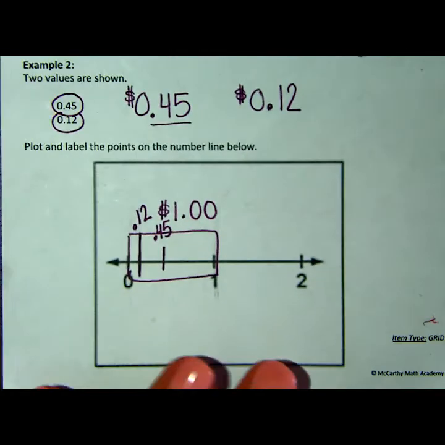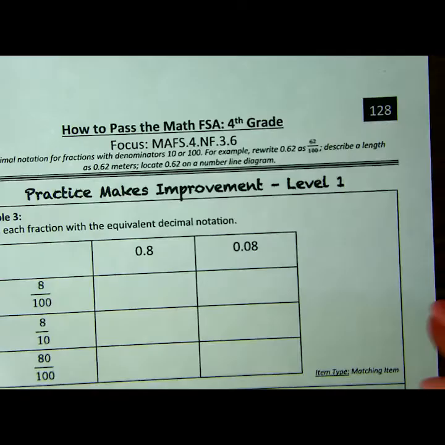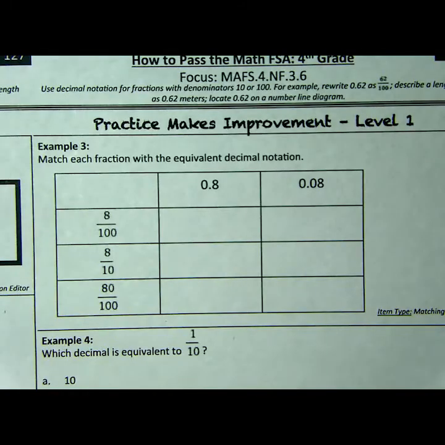And let's look at example number 3, moving right along. We had to match each fraction with the equivalent decimal notation.